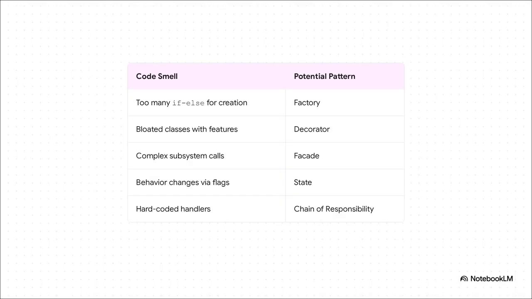And this right here is where it gets really practical. This table is an amazing diagnostic tool. For example, do you see a gigantic if-else block whose only job is to create different kinds of objects? That's a huge smell that's basically screaming, use a factory pattern. Or how about a class that's just getting bigger and bigger with all these optional features being tacked on? The decorator pattern might be exactly what you need. This mapping from a smell to a pattern is how you find the right key for your lock.